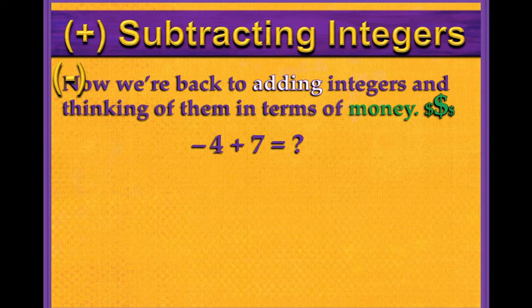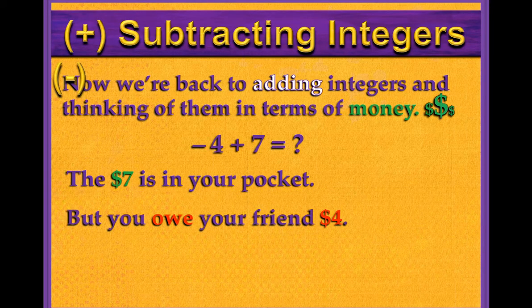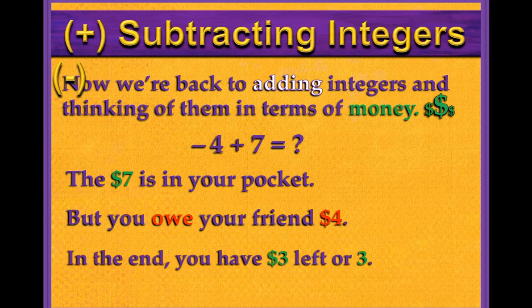Now we're back to adding integers and thinking of them in terms of money. The $7 is in your pocket, but you owe your friend $4. In the end, you have $3 left.